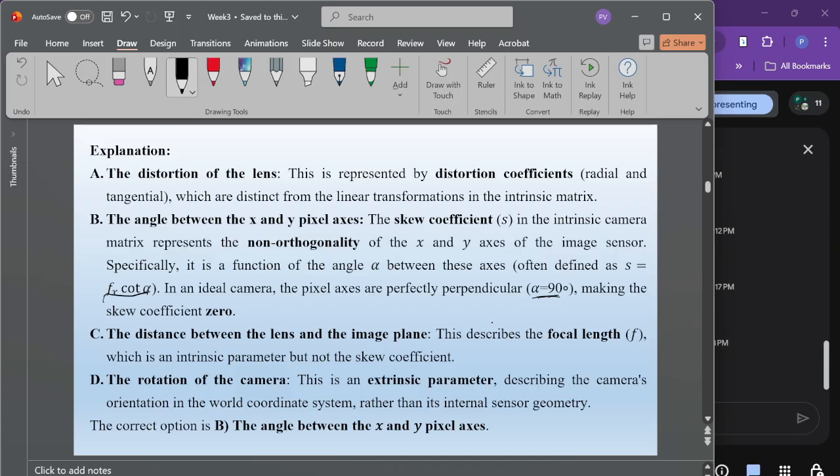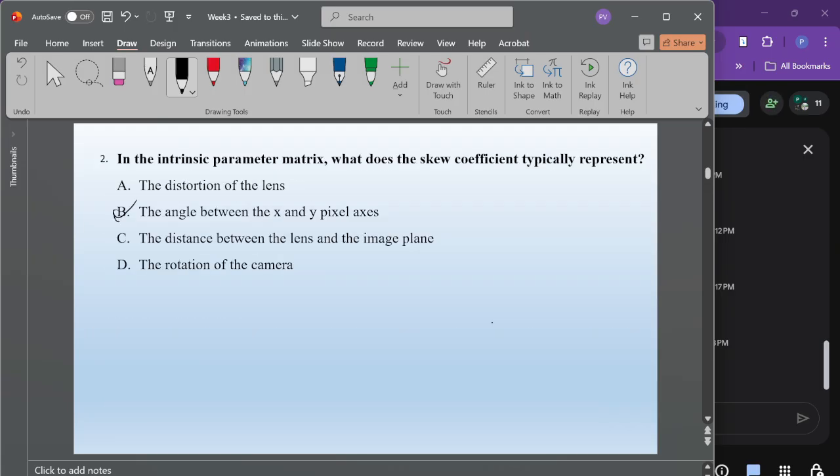And our third option was the distance between the lens and the image plane. This describes the focal length f, which is an intrinsic parameter but not a skew coefficient. And the rotation of the camera is an extrinsic parameter that describes the camera orientation in the world coordinate system, not the internal sensor geometry. So the correct option is the angle between the x and y pixel axes for this question.